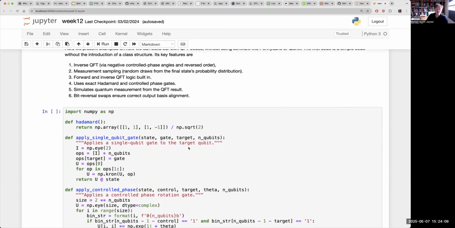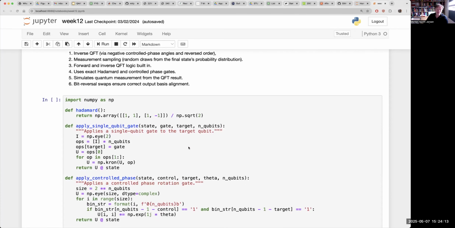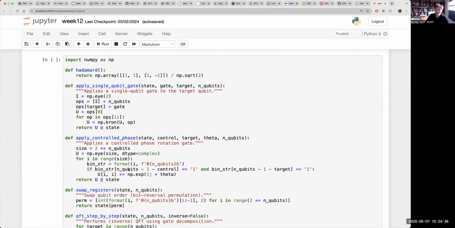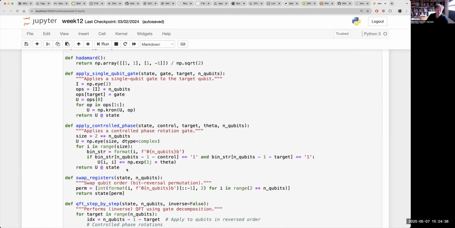So all these elements are first baked into the first code here, which is just written as a straightforward program with no classes, no object orientation. And you can now see this applies a single qubit gate to the target qubit. The operations are pretty easy to follow. You have a Kronecker, a tensor product here, and then you have an apply control phase, which is the next step here. That's actually not that difficult to see.